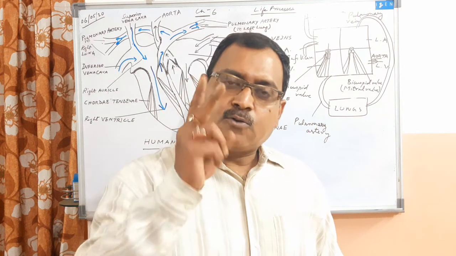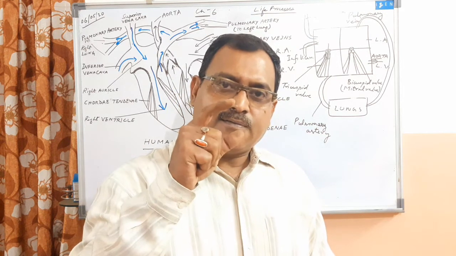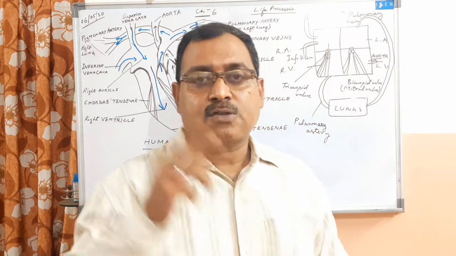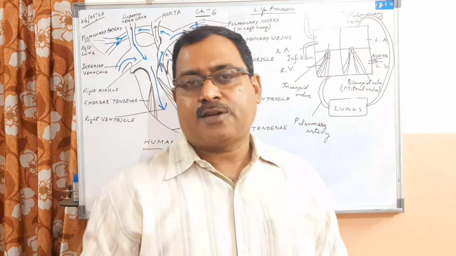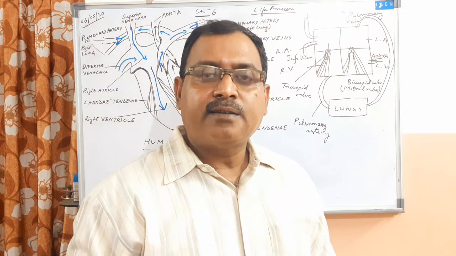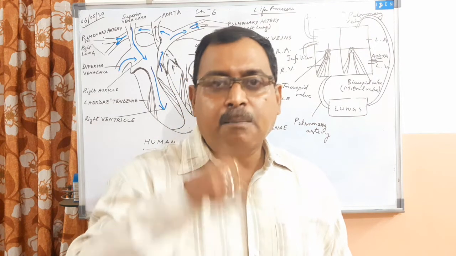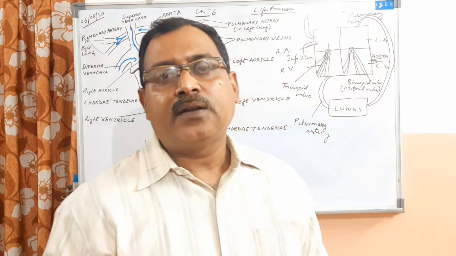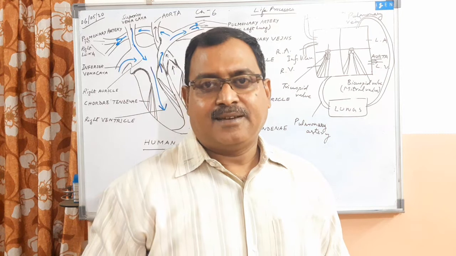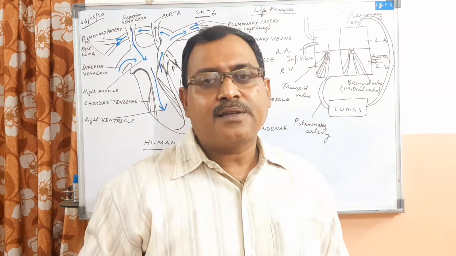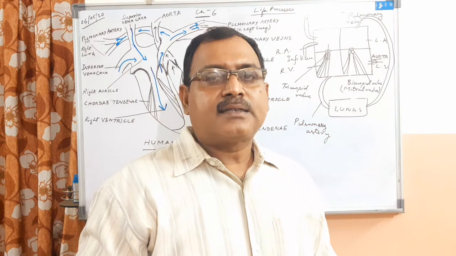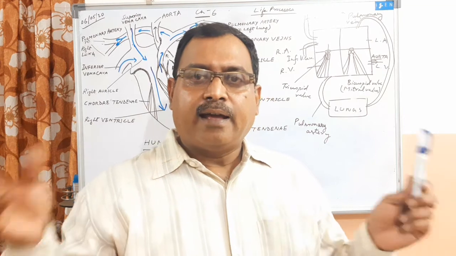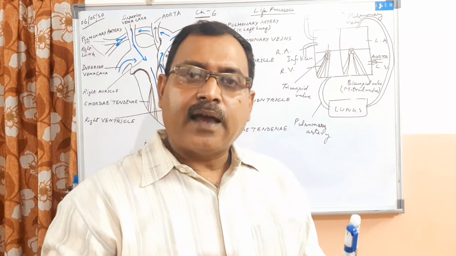Clear? So remember, 2 circulations are there. One is pulmonary circulation, also called lesser circulation. Another is systemic circulation, also called greater circulation. So we find 2 circulations in one complete cycle. That is why we say that the human heart is an example of double circulation. Clear? So you should remember this. So this is how blood gets transported throughout the body from the heart and again back to the heart.